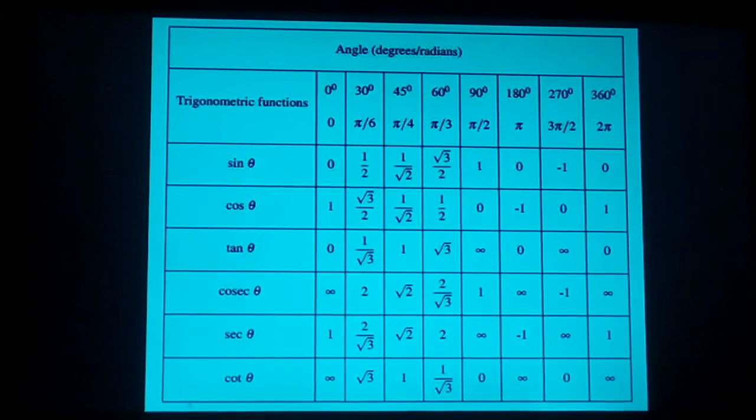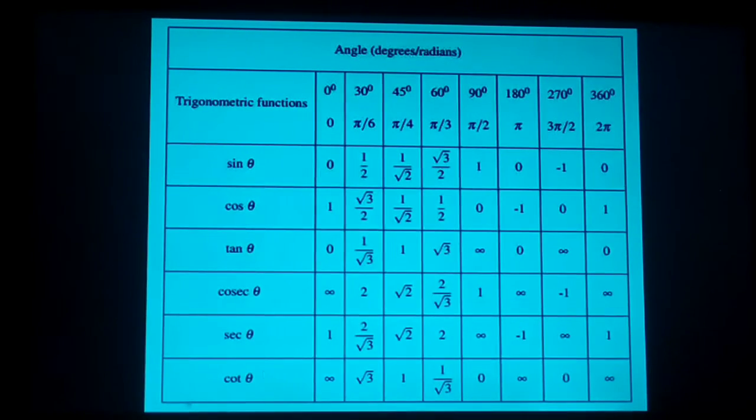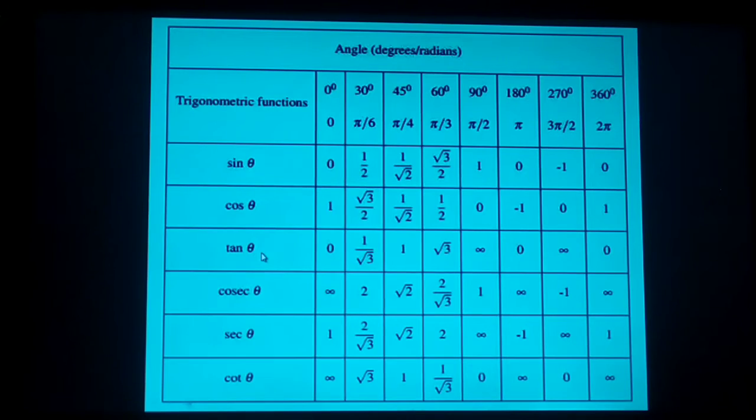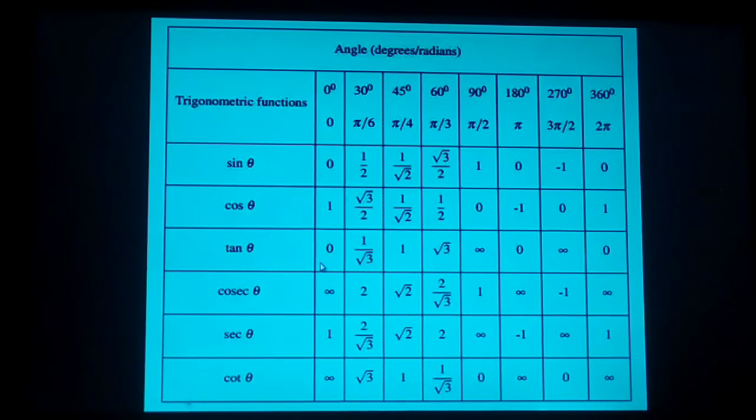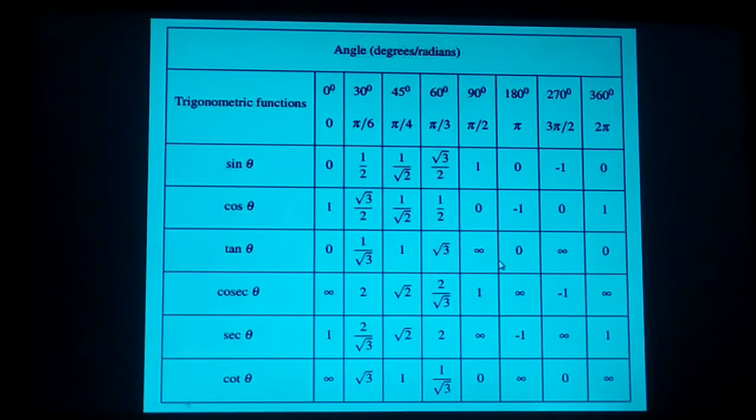Now to find the theta we have to remember the value of tan theta. Tan 0 is 0. Tan pi by 6 is 1 by root 3. Tan pi by 4 is 1. Tan pi by 3 is root 3. And tan pi by 2 is infinite.